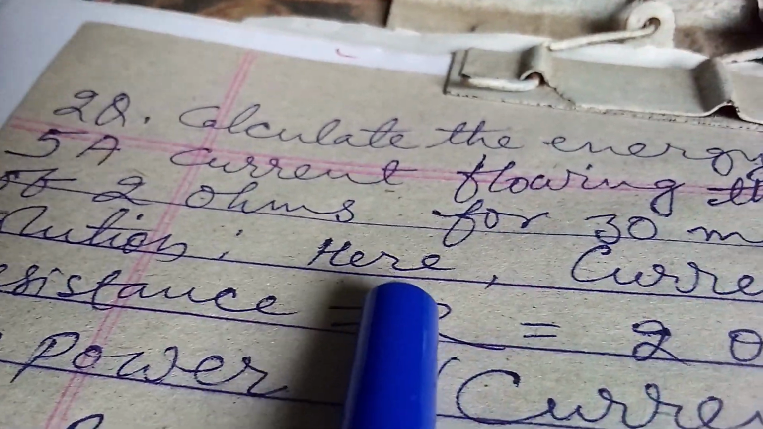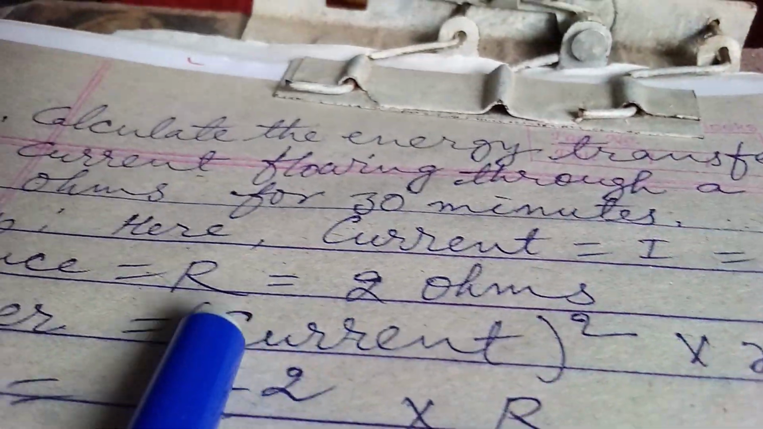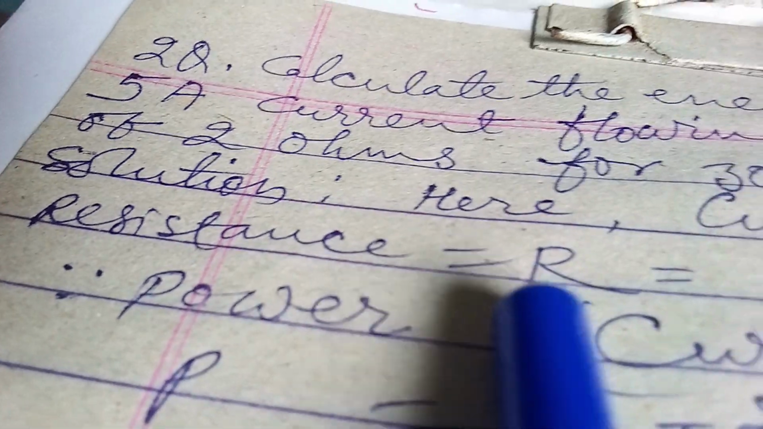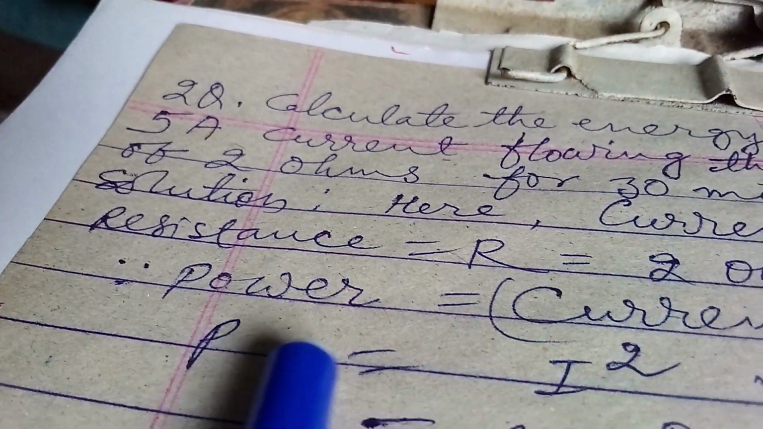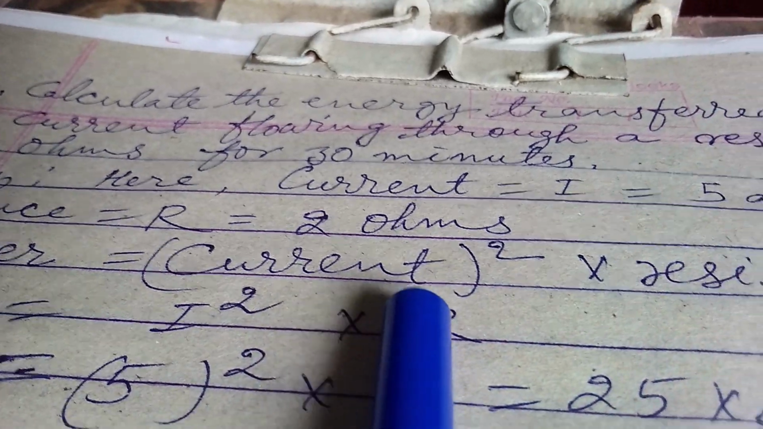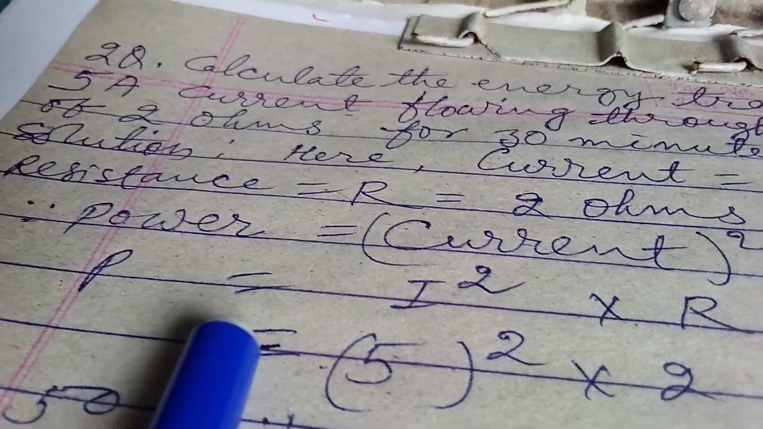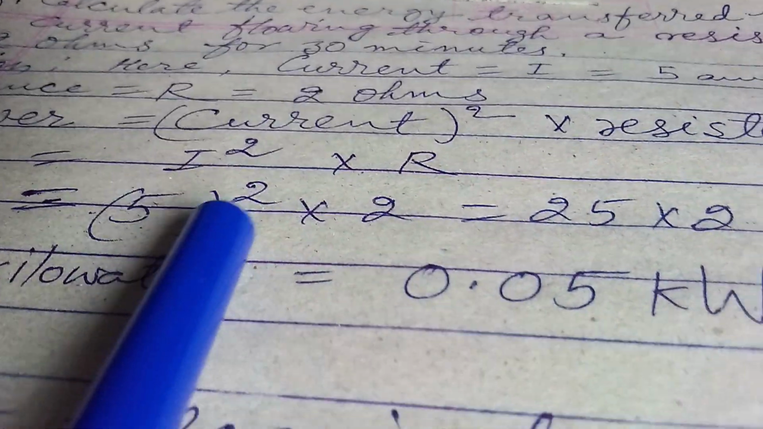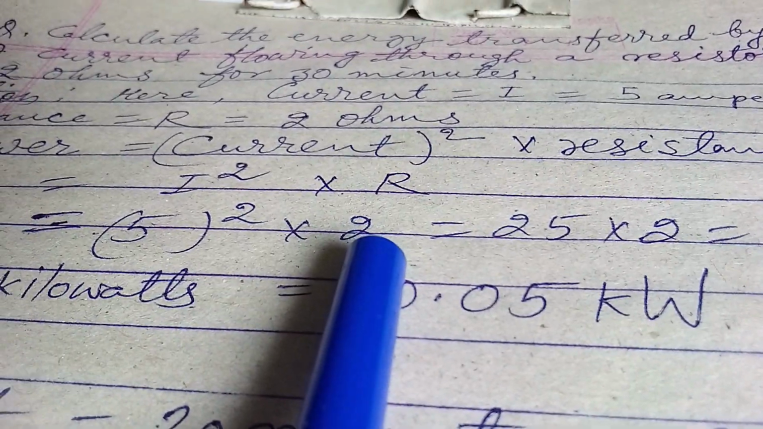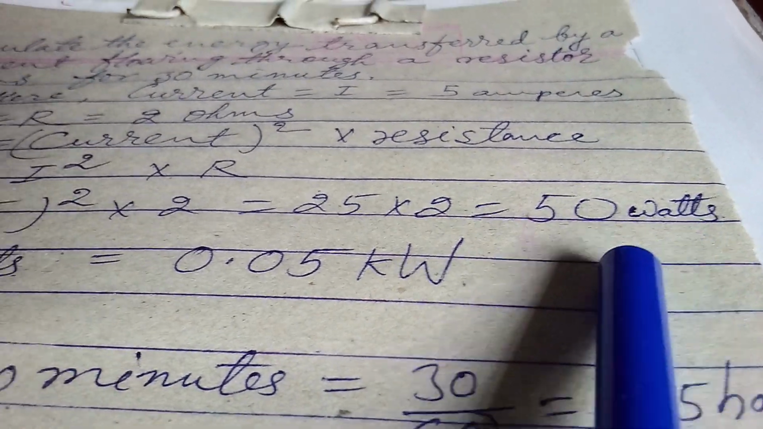The solution is: here current I equals 5 amperes, and resistance R equals 2 ohms. This was given, and since power is equal to current square into resistance, that is P equals I square into R, which equals 5 square into 2. So 5 square means 25, into 2 is 50 watts.